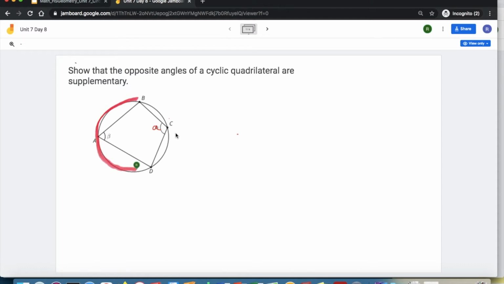So what we could say here is, since angle alpha is an inscribed angle, angle alpha is equal to 1/2 the arc it intercepts, in this case DAB. We could do a similar idea here with angle beta. Angle beta is going to be 1/2 the arc that it intercepts, using the definition of an inscribed angle. So angle beta is equal to 1/2 arc BCD.